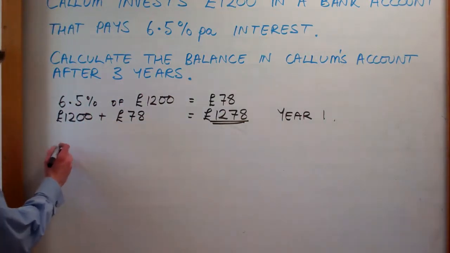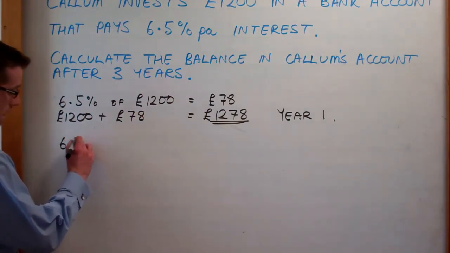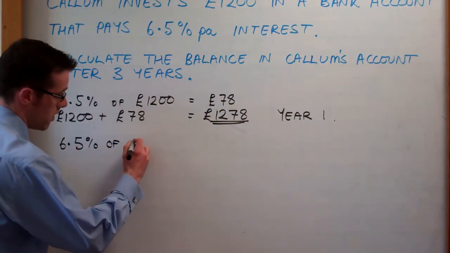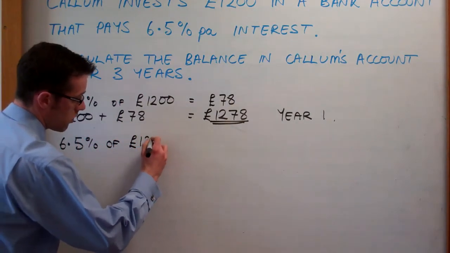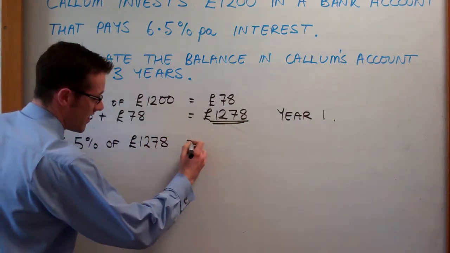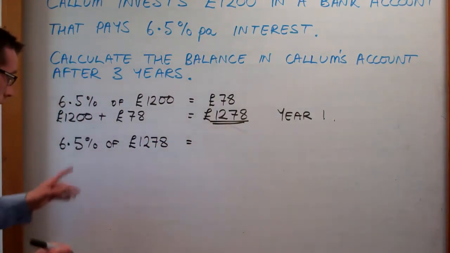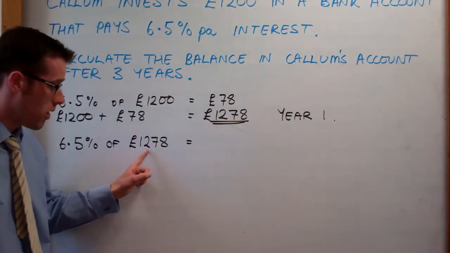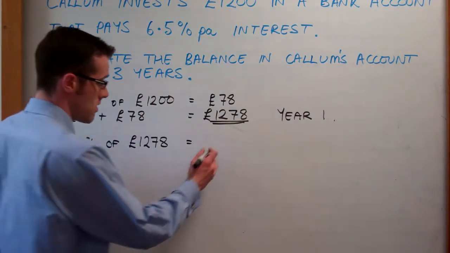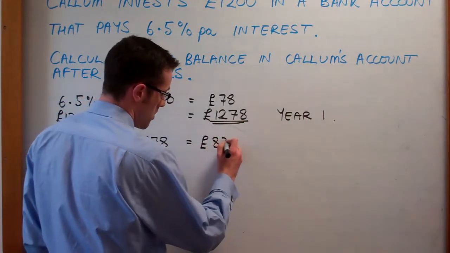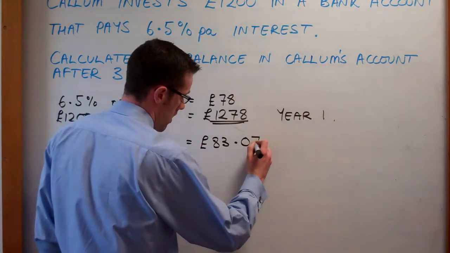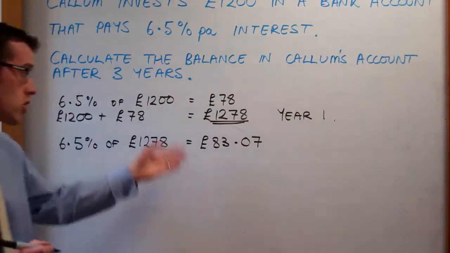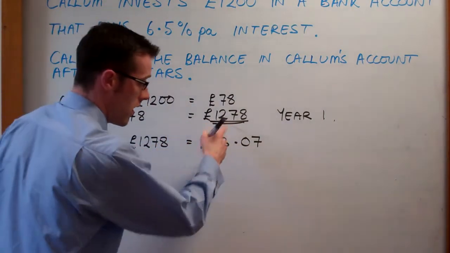So the next step in the calculation is we do 6.5% of 1,278 this time. Okay, so remember again, it's 6.5 divided by 100 times 1,278, and that will give us £83 and 7 pence. So that's the interest for the second year. So we add that on to his amount at the end of the first year.